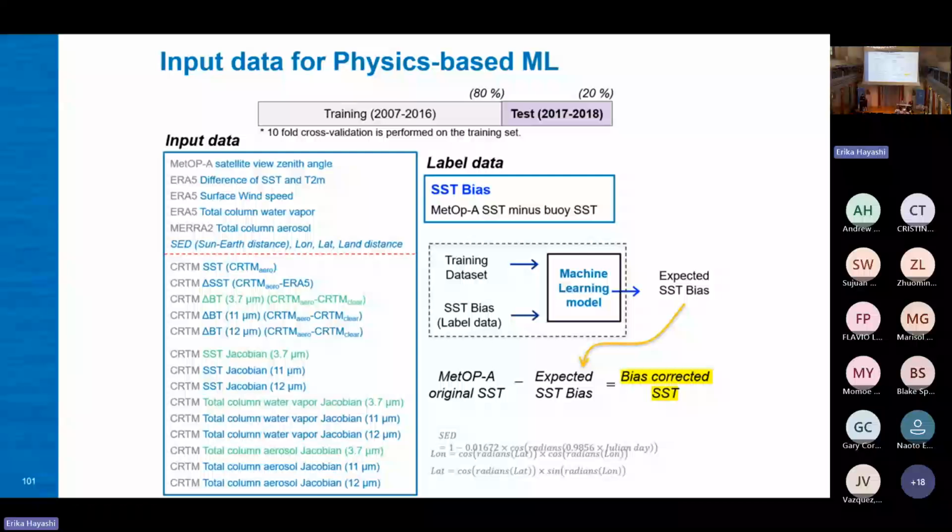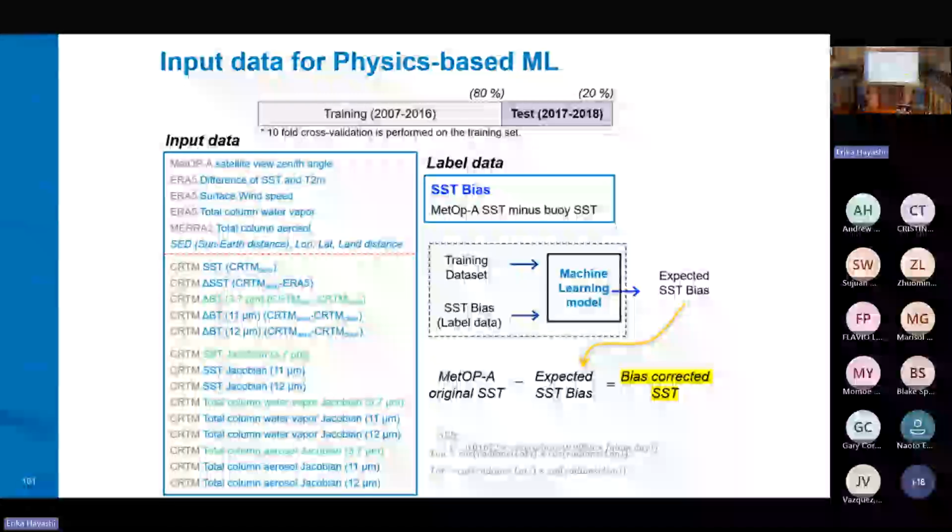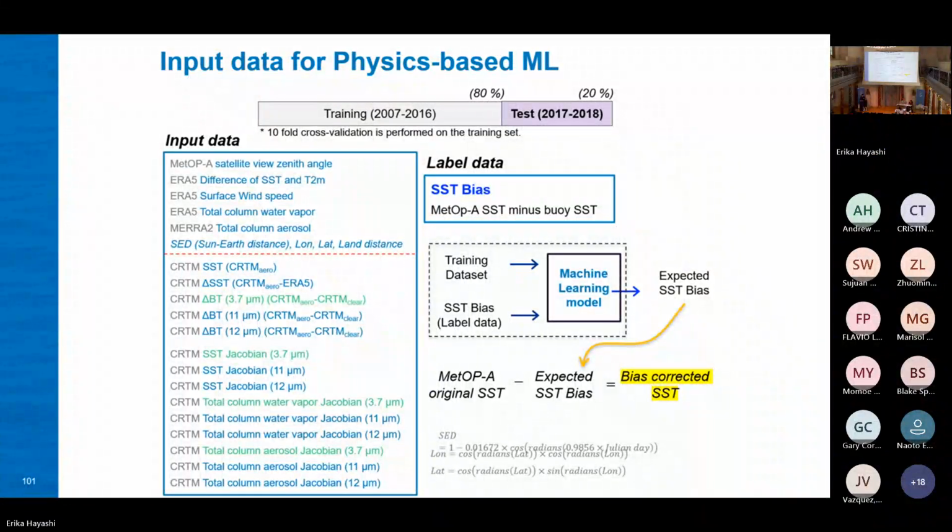And first we split the data into training set and test set, and we perform the tenfold cross validation on the training set for assessing model ability without wasting training data. And the input data is summarized here. These variables are considered to affect the satellite SST bias.